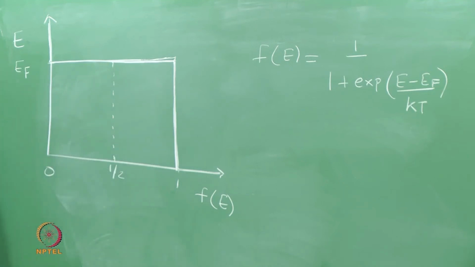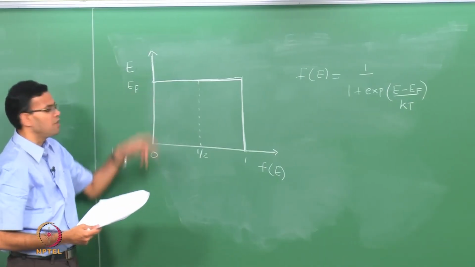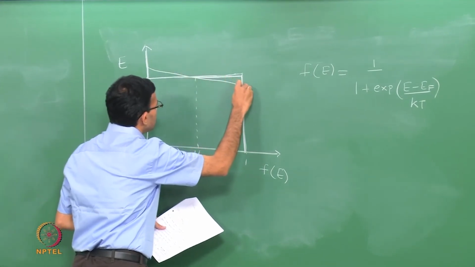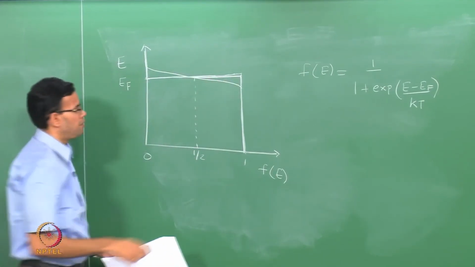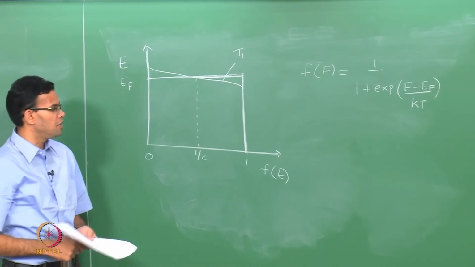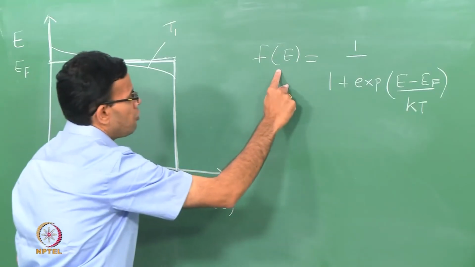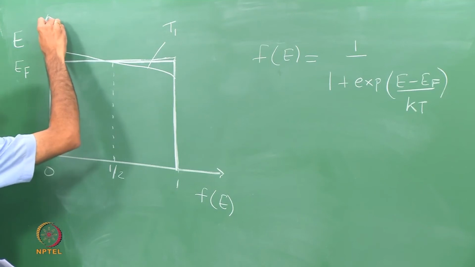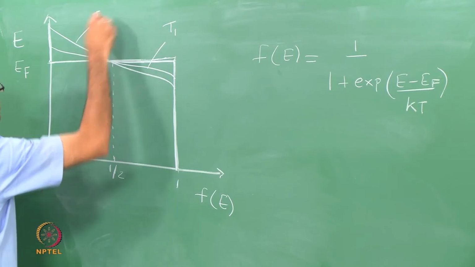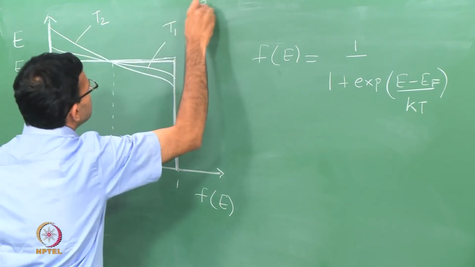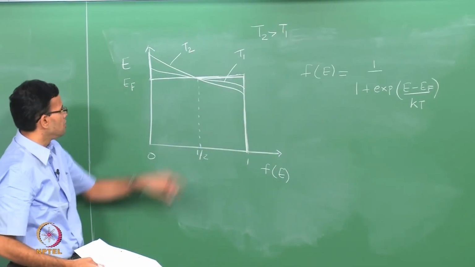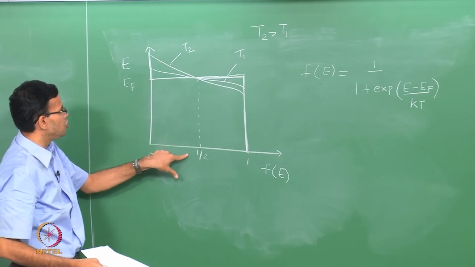So, now if you increase the temperature, some of the states above EF will get populated. So, there will be a finite probability. If you draw this, this is at some temperature T1. If you increase the temperature even more, then once again f of E will increase. So, if you have some other temperature T2, this is the occupation probability at T2, where T2 is more than T1. Whatever be the temperature, the probability at the Fermi energy is always half.